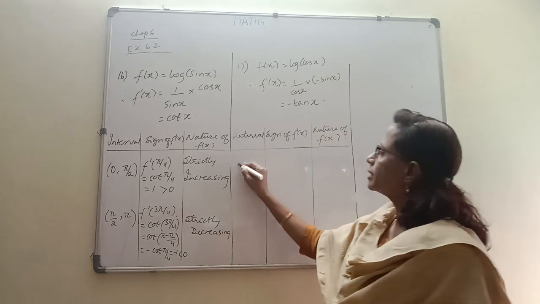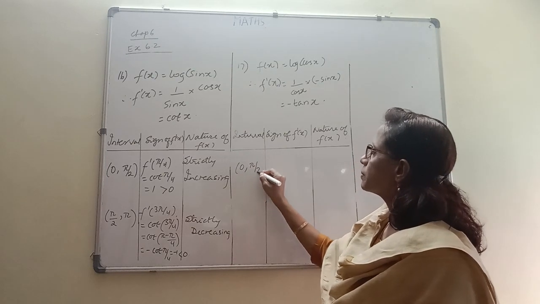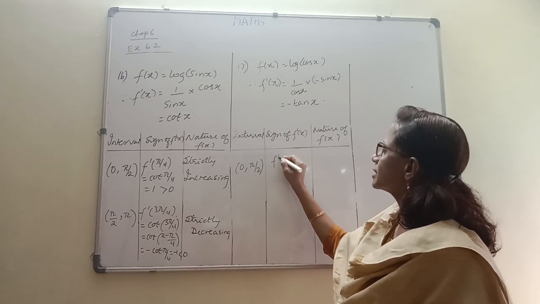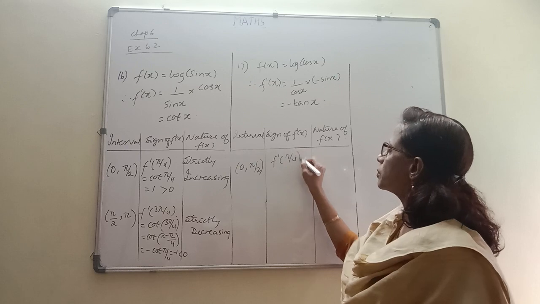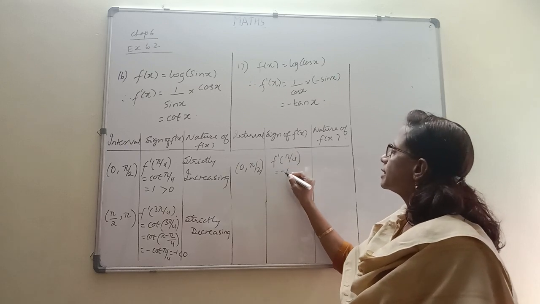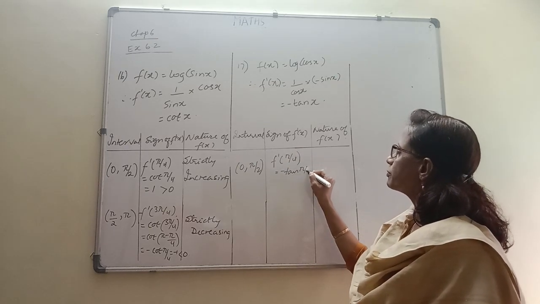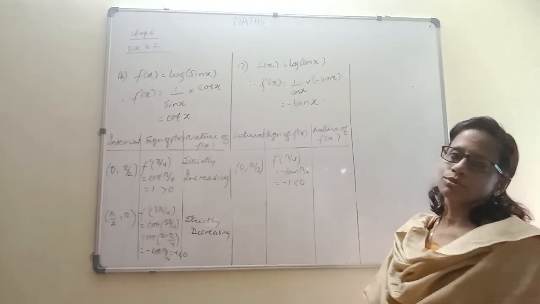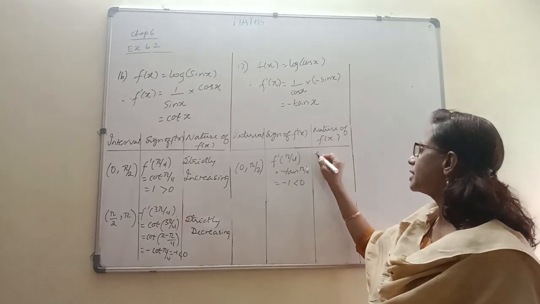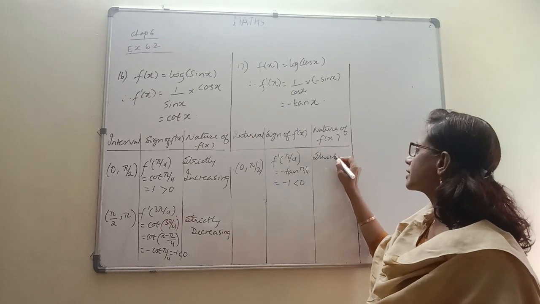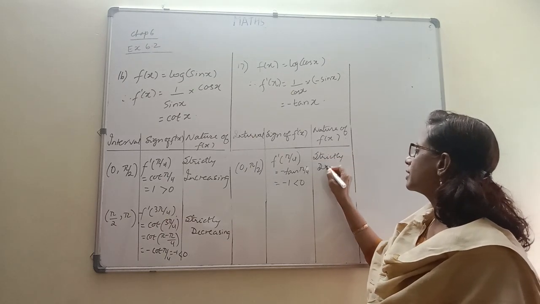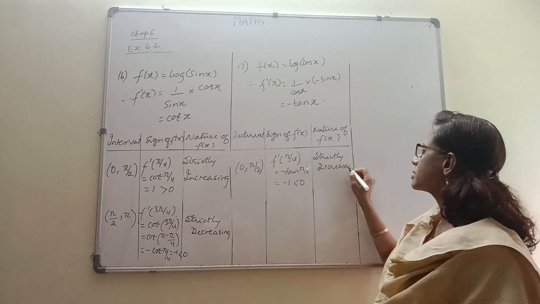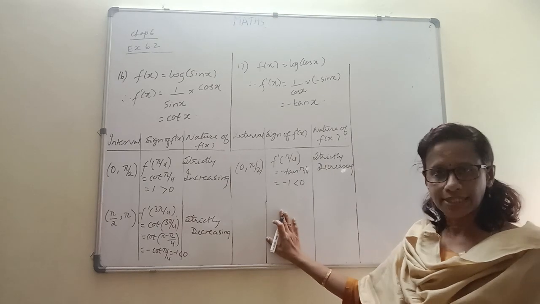Again here they give us the interval from 0 to pi by 2. So f dash is like before. Pi by 4 if you want you can take. Then it is minus tan pi by 4. Tan pi by 4 we all know is 1. So this is minus 1, which is less than 0. So in this interval it is definitely strictly decreasing. Why? Because this value came out to be less than 0.